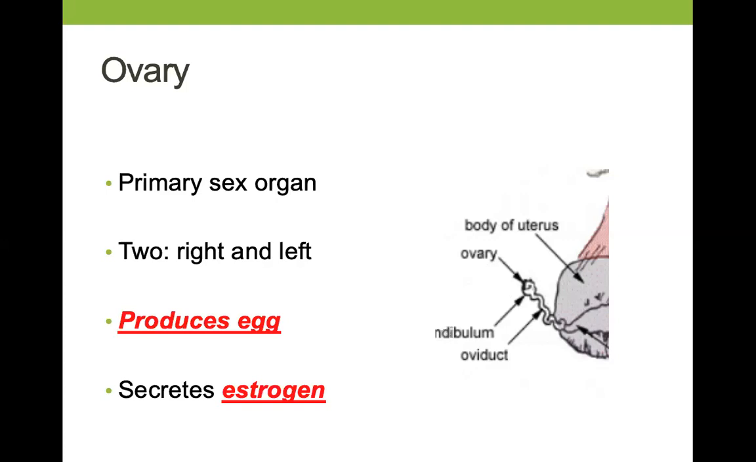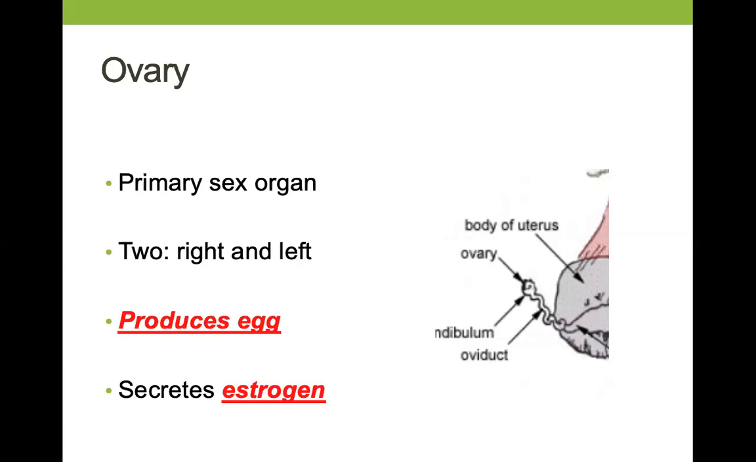The smallest ovary I've ever seen on a cow was the size of a grain of rice, and that is a very unusual size. And then the largest one I've ever seen was probably the size of a tennis ball. So they're pretty varied. And the ovary is considered what we call the primary sex organ.